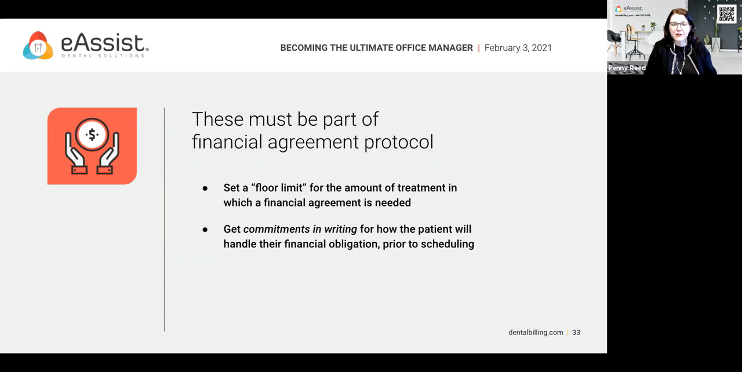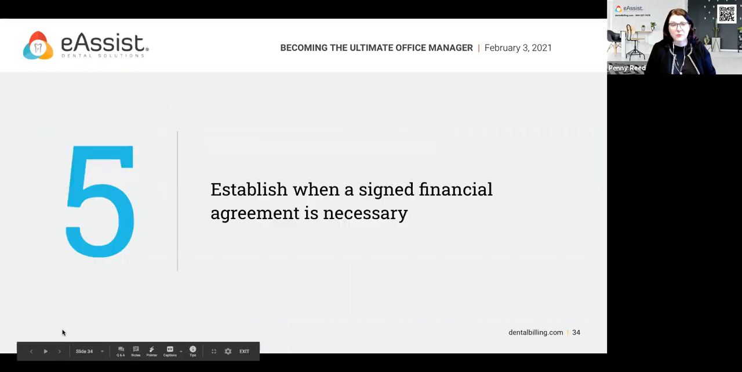So if it's less than $500, or some clients may say less than $1,000, it depends on your tolerance for risk, that we get a written financial agreement. I've had some offices say, well, shouldn't we do it on everything? Well, you can, right? It just takes more time. So get commitments in writing for how the patient will handle their financial obligation prior to scheduling, or prior to treatment being rendered if it's happening same day. Now if they're paying in full today or paying in full pre-treatment, we don't have to worry about this. But if everybody paid in full today or pre-treatment, well, we probably wouldn't be having this webinar.